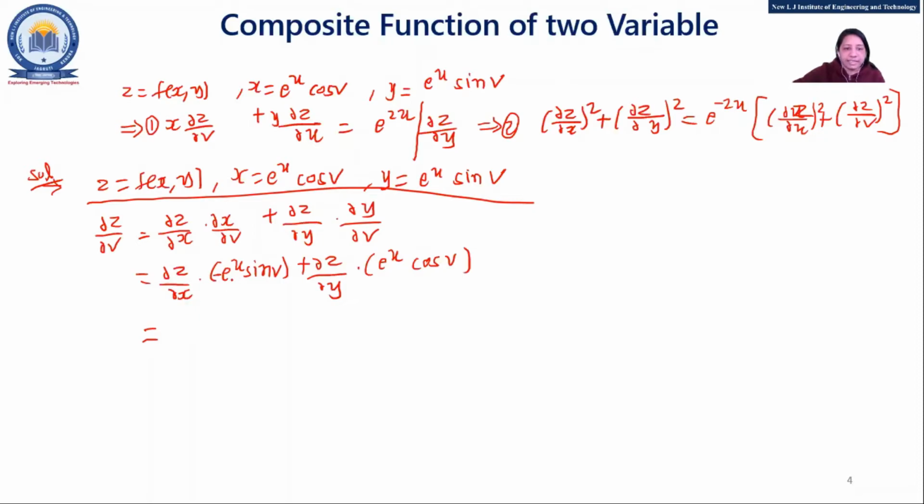Here what? Del z by del x into e raised to u sin v. So e raised to u sin v, that is my y. So I'll write what? Minus y into del z by del x, right? Del z by del x plus e raised to u cos v, that is x. So I'll write directly x del z by del y.